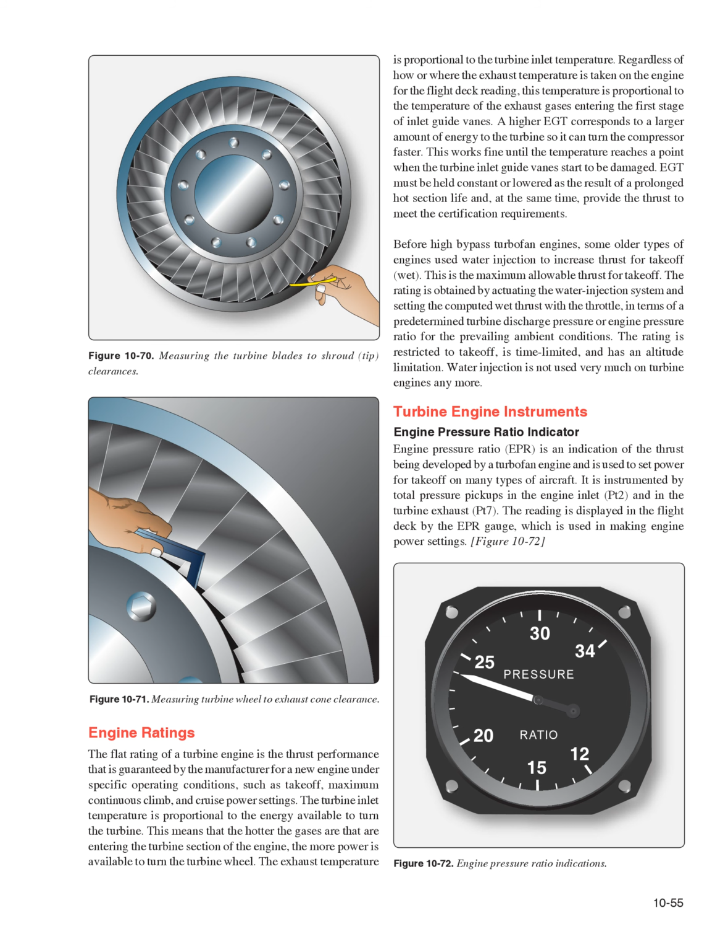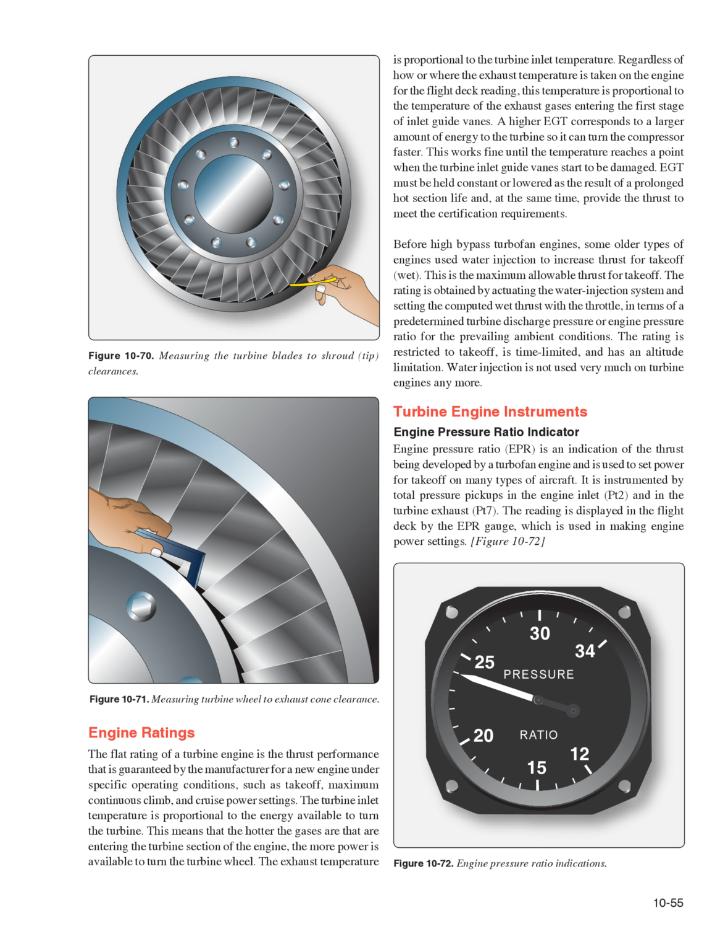Turbine engine instruments. Engine pressure ratio indicator. Engine pressure ratio, EPR, is an indication of the thrust being developed by a turbofan engine and is used to set power for takeoff on many types of aircraft. It is instrumented by total pressure pickups in the engine inlet, Part 2, and in the turbine exhaust, Part 7. The reading is displayed in the flight deck by the EPR gauge, which is used in making engine power settings.